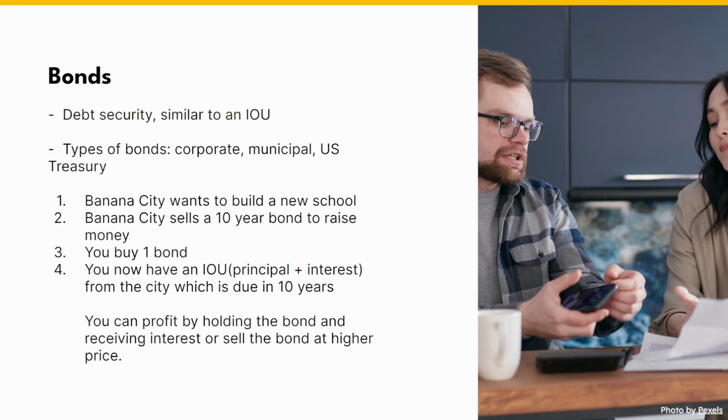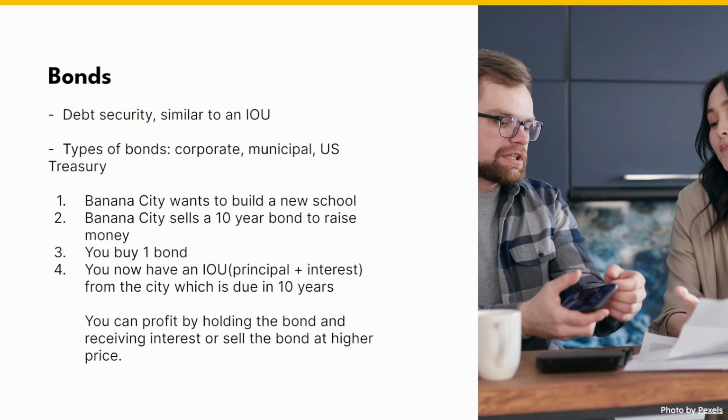Okay, I have this example down. Let's say Banana City wants to build a new school, and Banana City sells a 10-year bond to raise money to build this new school. You could buy one bond, which means you have a 10-year bond from Banana City. This essentially means you have an IOU, so you're going to earn the principal as well as interest from the city, which is due in 10 years.